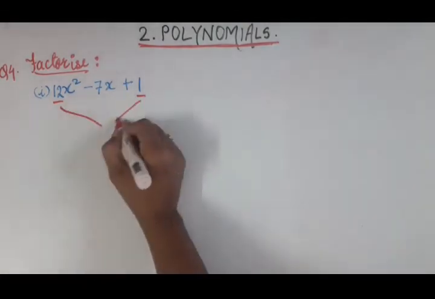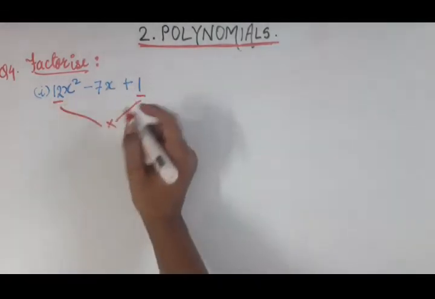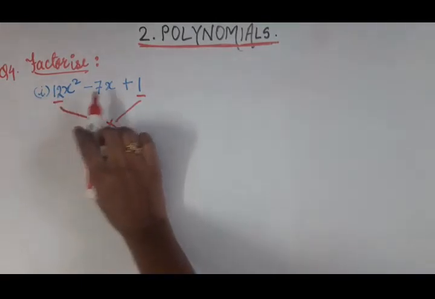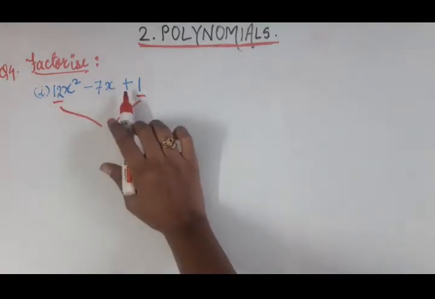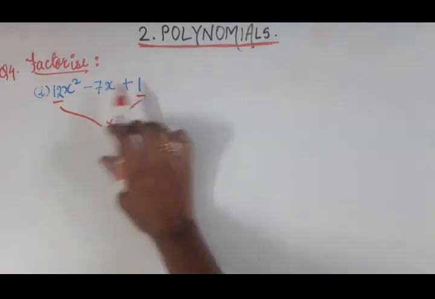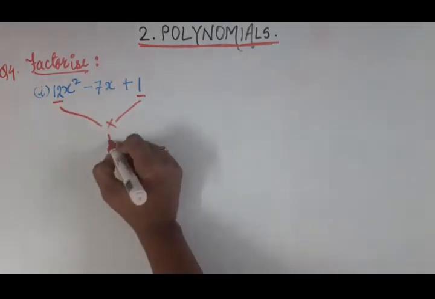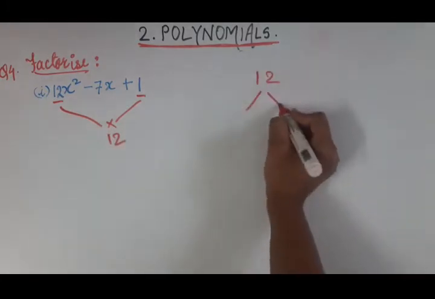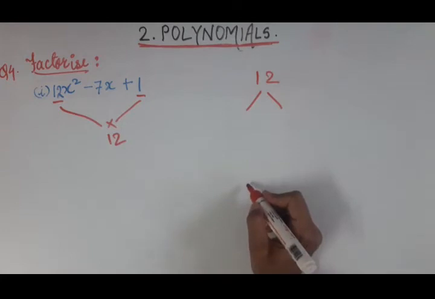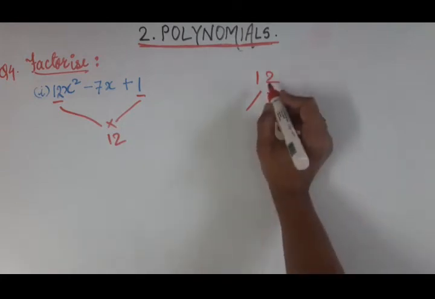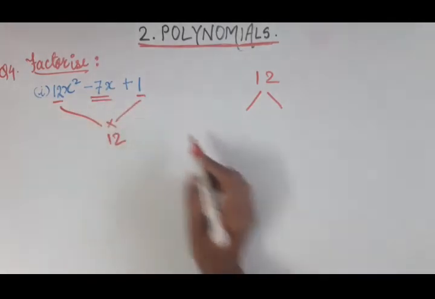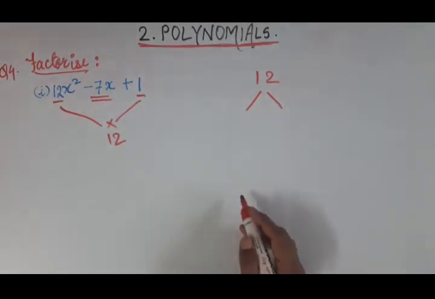So multiply them. What will you get? 12 into 1, 12 into plus 1. Here you will always have a positive number only, but on this side you have to check carefully which sign you have. Now here it is plus sign, so it will be 12 into 1, 12. Now find factors of 12 such that its product will be plus 12, but its sum will be minus 7, the middle term.